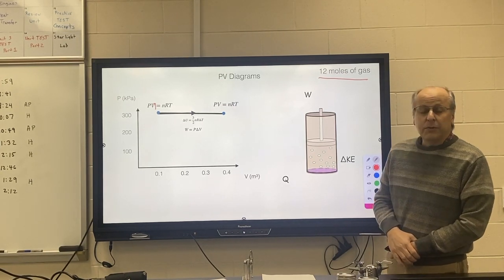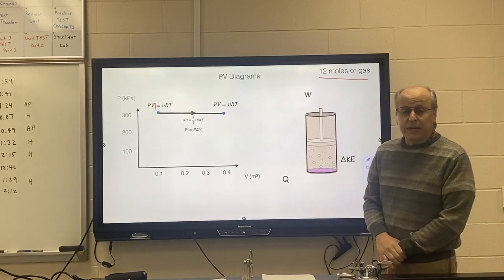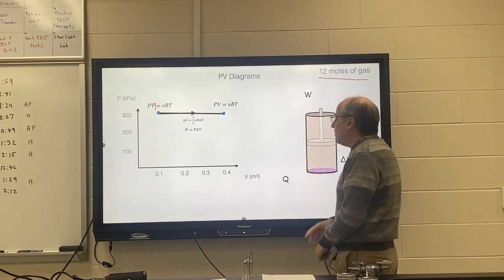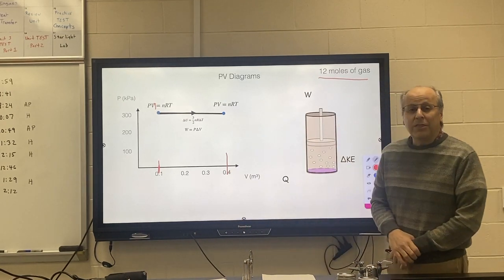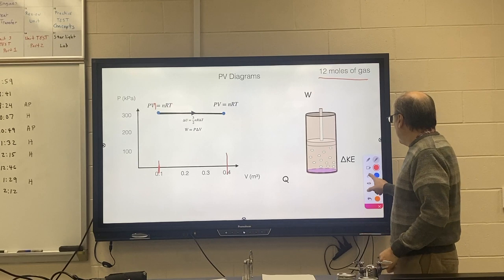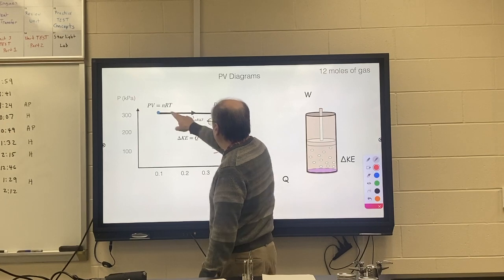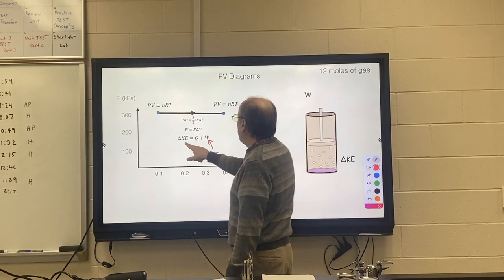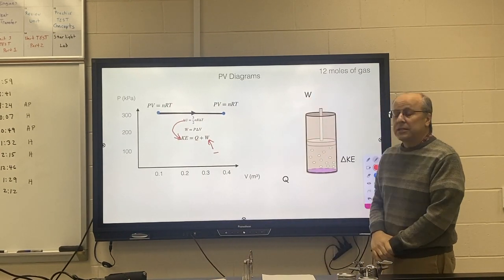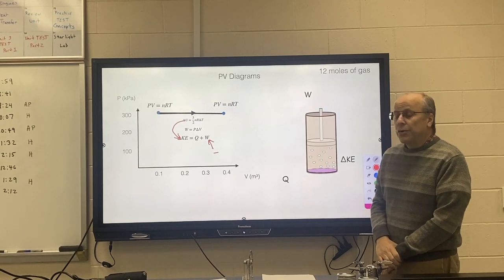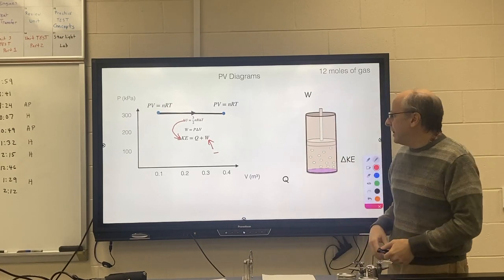You could then use work equals P delta V. You have the pressure about 300 kilopascals. Make sure you put it in regular pascals. And you have your change in volume from about 0.1 to 0.4, so about 0.3 cubic meters. Once you have all of these things, you could then plug your work in here. Again, it would be negative because it's expanding. You'd plug your change in internal energy in for the kinetic energy change, and you'd solve for Q. If your Q comes out positive, that means heat went in, and if your Q comes out negative, that means heat left your system.